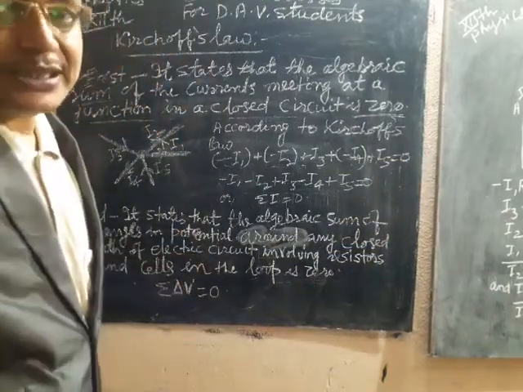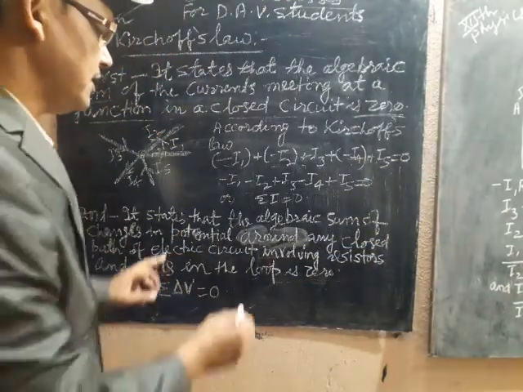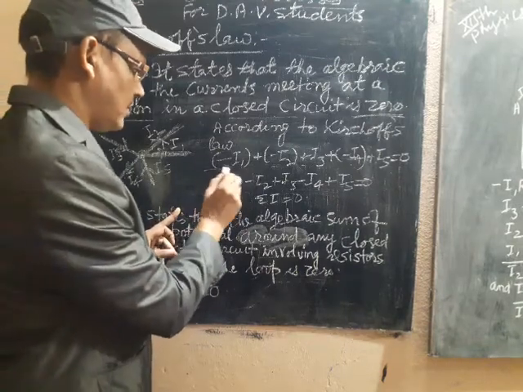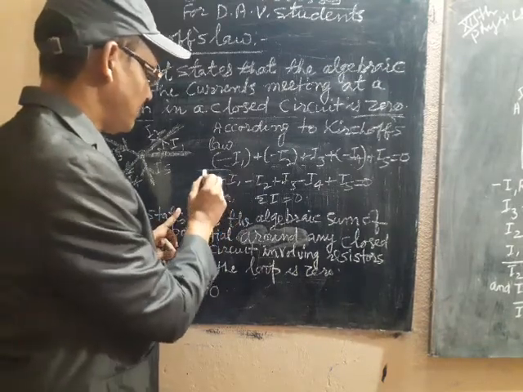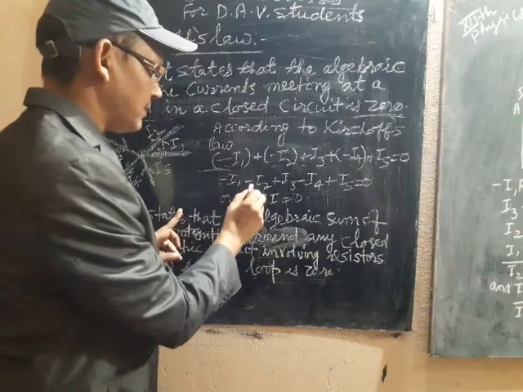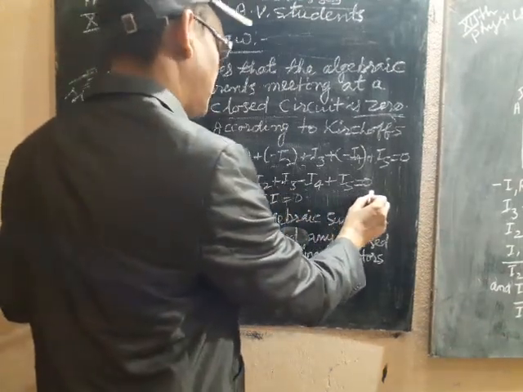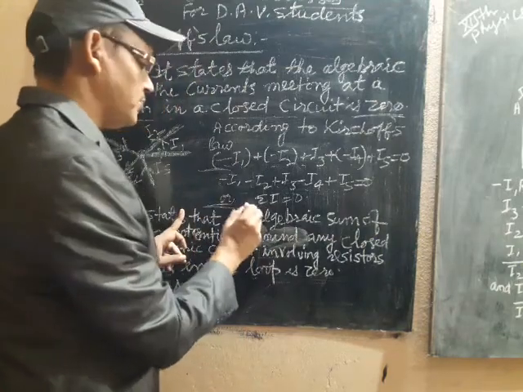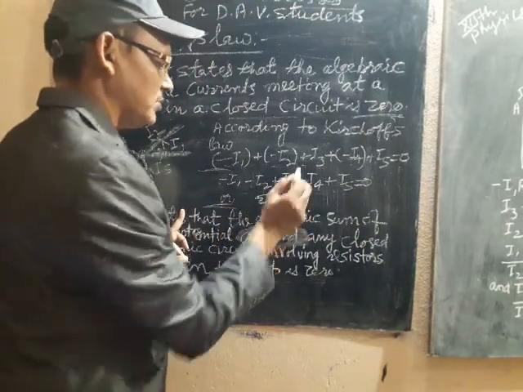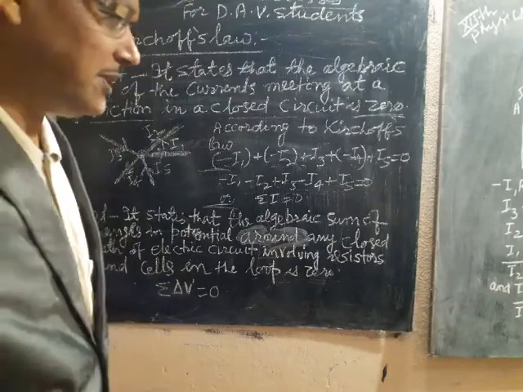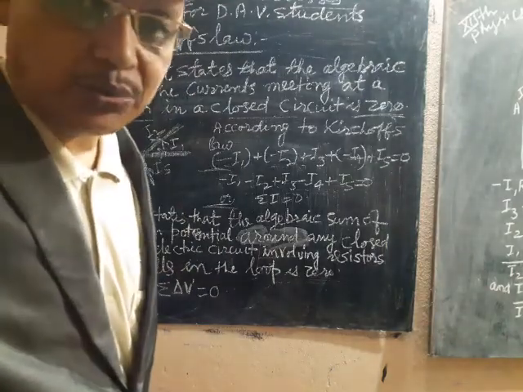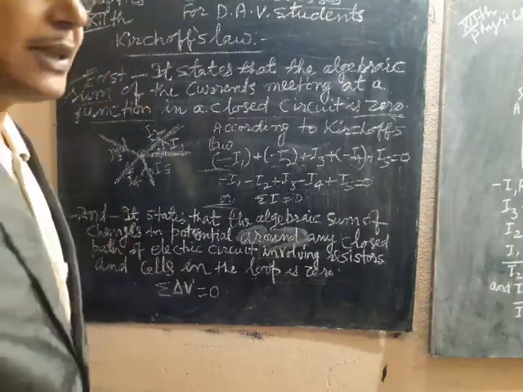Okay, this is the law of Kirchhoff. Now you will simplify this. Minus I1 minus I2 plus I3 minus I4 plus I5 is equal to 0. Or simply you may write sigma I is equal to 0. Summation means adding of all currents is equal to 0. This is the first law of Kirchhoff.